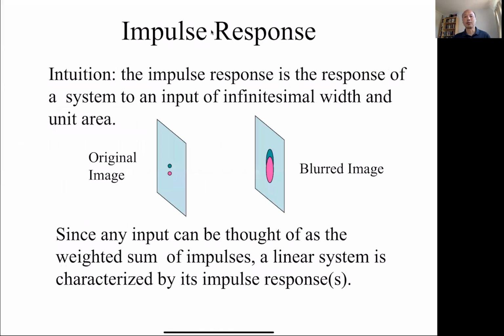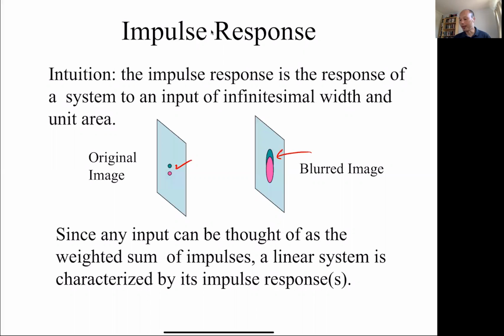So first of all, just to review what we mean by an impulse response. Professor McVeigh has already touched upon this in some of the lectures. The impulse response is the response of any system to an input that you can imagine is a very, very small input. If you were to image a pin, a very small dot, then the response would be a blurred image, and that would be the impulse response.